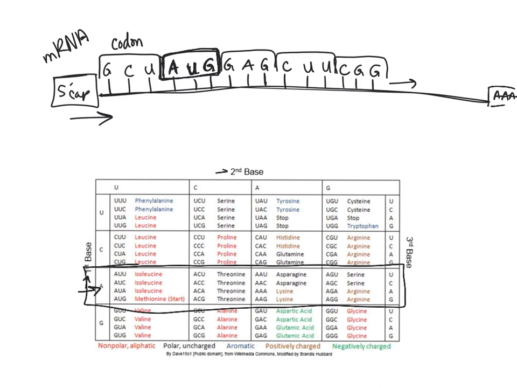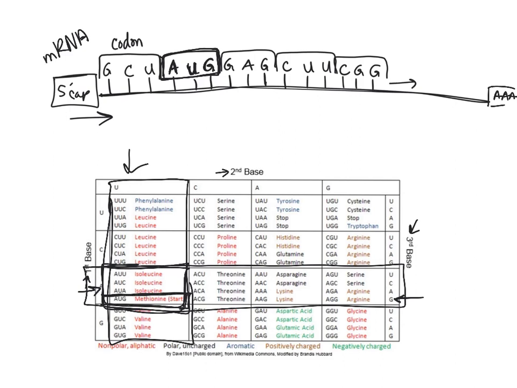Then our second base here is U, so we're going to be looking in this column. This row and this column give us this box that we're going to look in. Then our third base, which is over here, is a G, and you can see that the G is this specific row here. So this brings us to AUG, which is methionine.